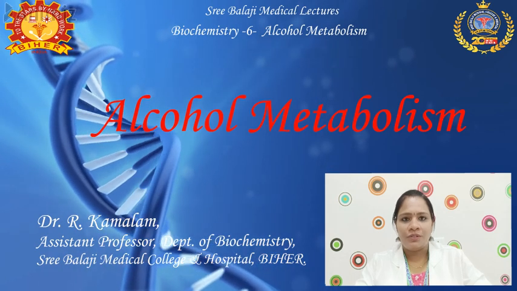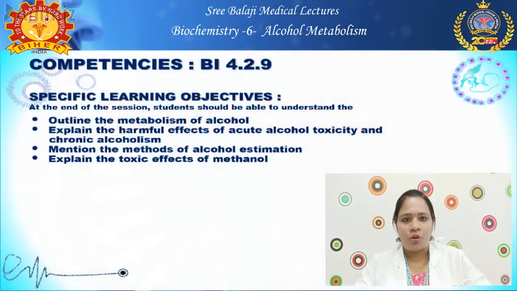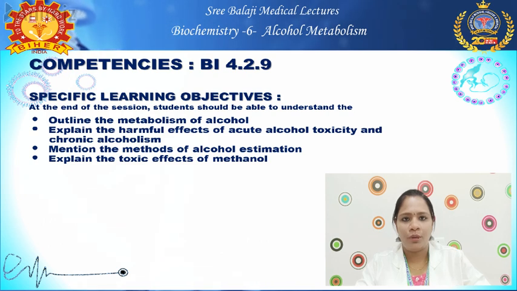Today I am going to discuss alcohol metabolism, and it comes under the competency number BI 4.2.1. At the end of the session, students should be able to understand the outline of alcohol metabolism, explain the toxic effect of acute alcoholism and chronic alcoholism, mention the methods of alcohol estimation, and explain the toxic effect of methanol metabolism.